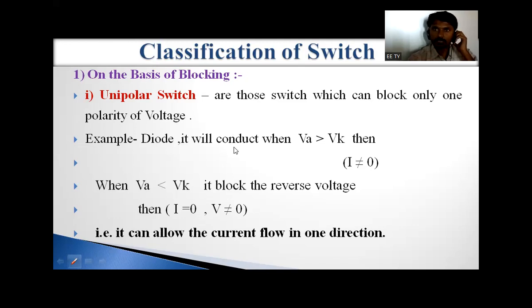Based on the blocking capability, the switches have been classified into two types, unipolar switch and bipolar switch. Clear? So what is meant by unipolar switch and what is meant by bipolar switch? Can anybody tell? Already you know the basics of the switches. What is unipolar? What is bipolar?